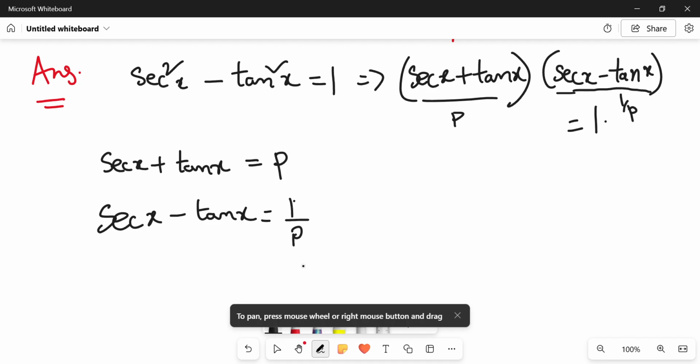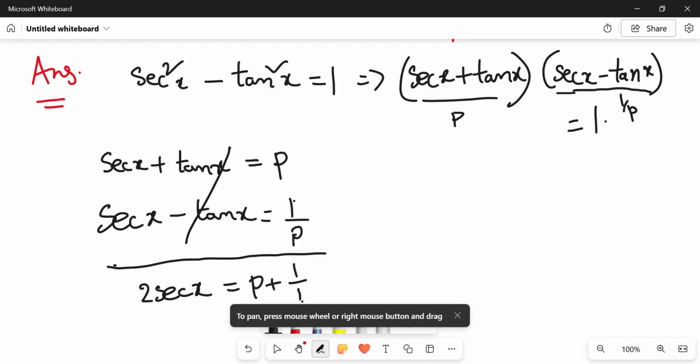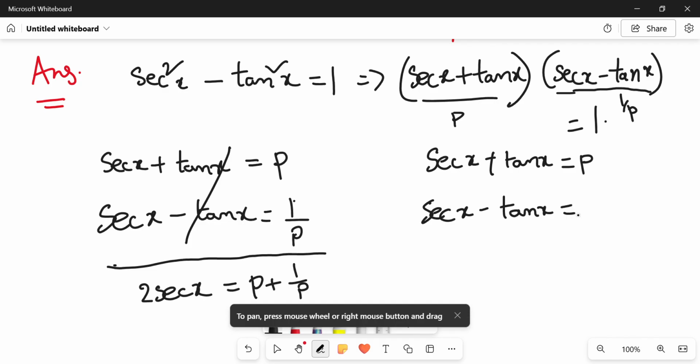Now what we do is just add up these two equations. So the tan x gets cancelled out, so you get 2 secant x, that becomes p plus 1 by p. And similarly, you take the same equations once again, secant x plus tan x, that is equal to p, and you have secant x minus tan x, that becomes 1 by p.